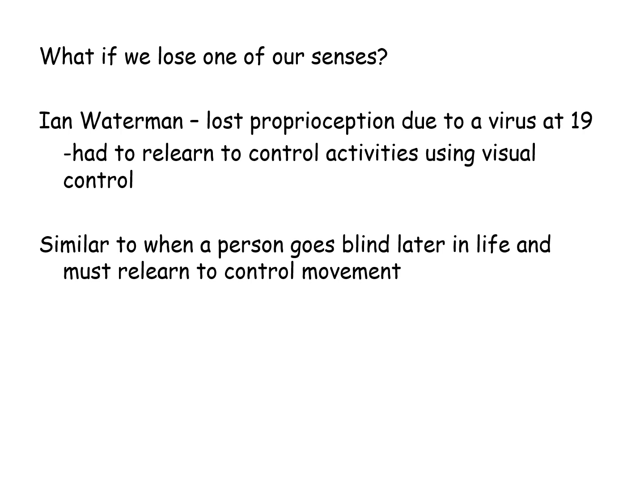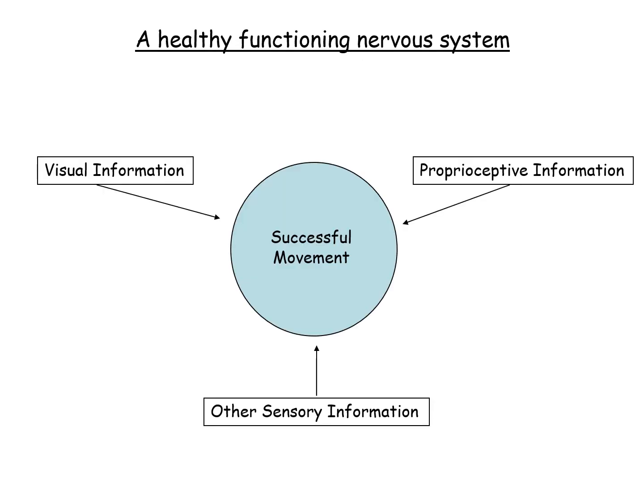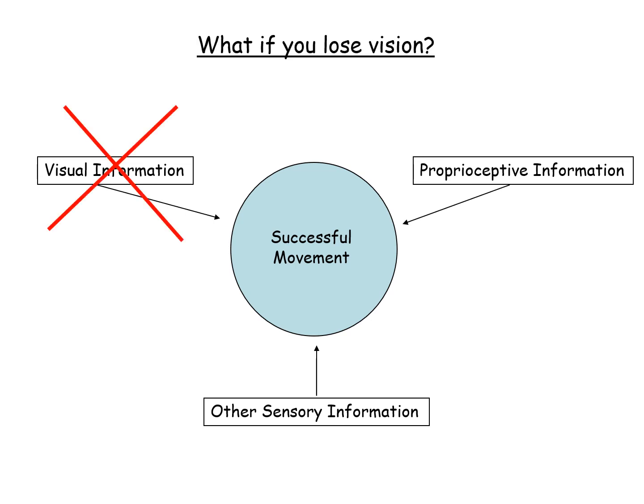Similar to when a person goes blind later in life and must relearn to control movement only through proprioception, only through hearing. So yes, the brain can adapt. So if we look at a healthy functioning nervous system, we have our visual information, our proprioceptive information, and just other sensory information, our hearing, smell, taste. This leads to a more successful movement.